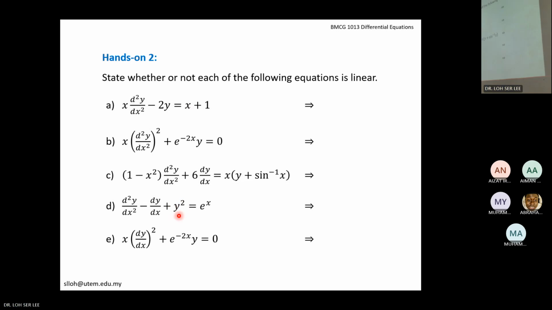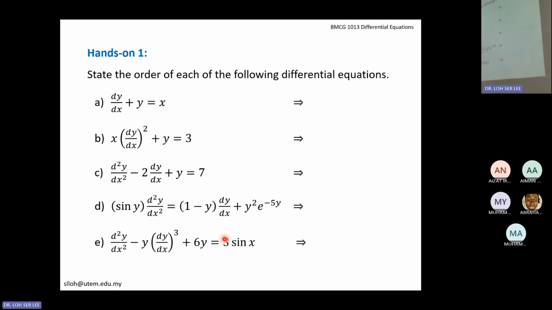Okay, last one. Non-linear because of this term. Because of this square. The rest, no issue, because y is degree of 1, and then x is the independent variable. So this is independent variable. This is also independent variable. This is constant.